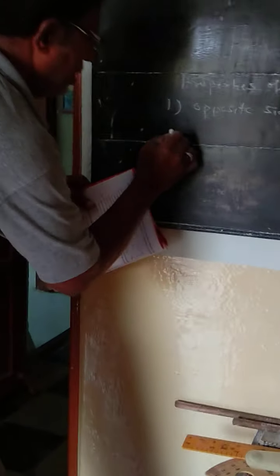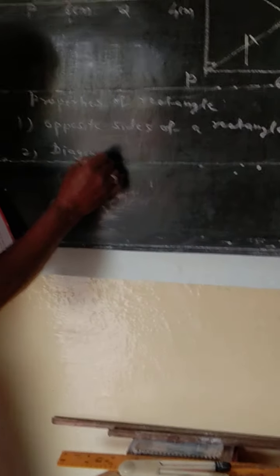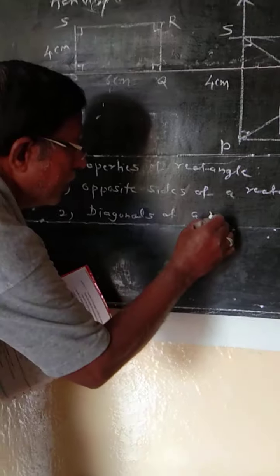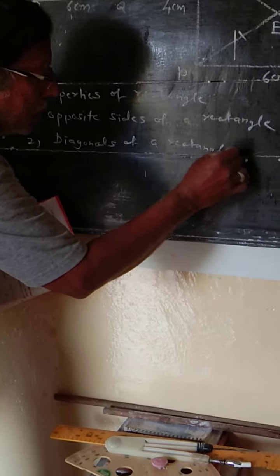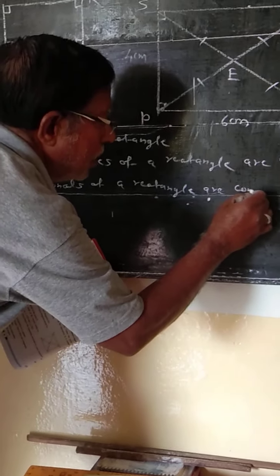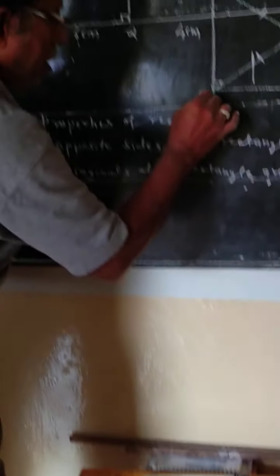Similarly, the diagonals of a rectangle are congruent. Just as we verified, diagonal PR and diagonal QS are congruent.